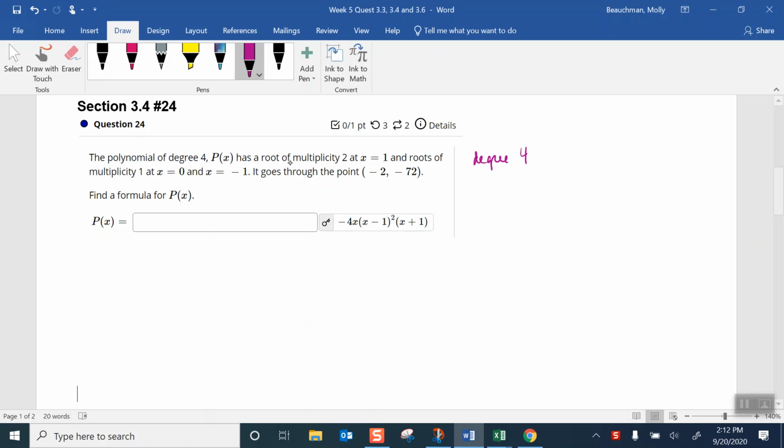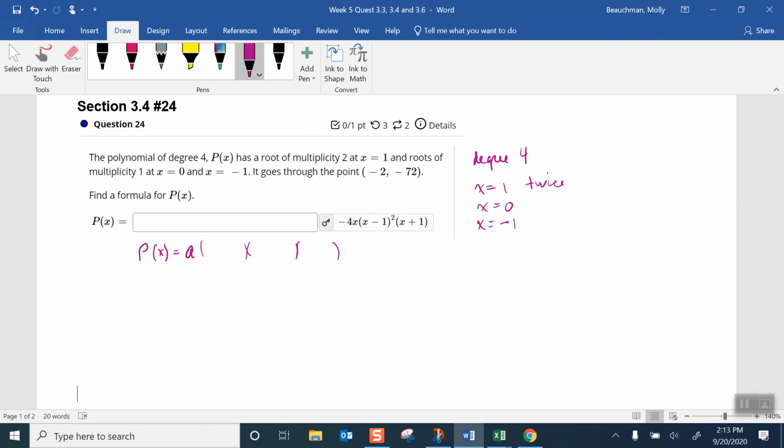Our polynomial has a root of multiplicity 2 at x is equal to 1, occurs twice. And roots of multiplicity 1 at x equals 0 and x equals -1. So the format of our polynomial, when we get this factored form, our polynomial is going to be some multiple of our roots. So once we know what our roots are, we have to figure out what the factors are.